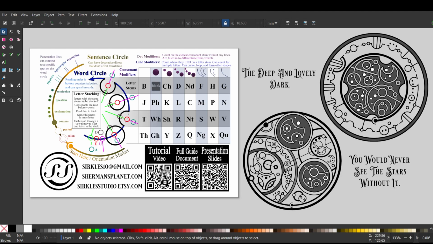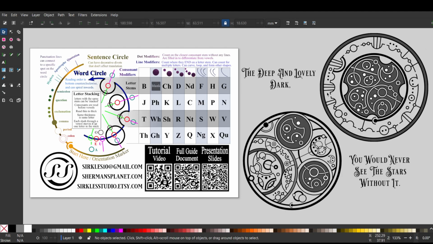So this one starts with the outside, and then we hit this phrase, read it, and then read this last phrase here. And then this one we start here in the middle, and then we go to the outside phrase. So if I were to just point out the words real quick, it would be the deep and lovely dark, comma, you would never see the stars without it.